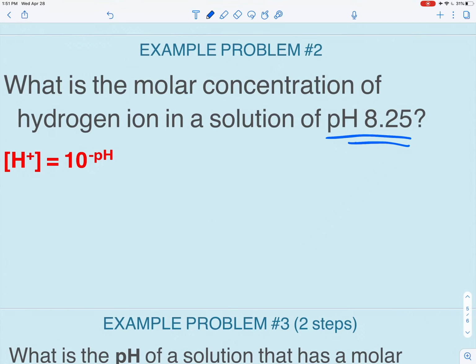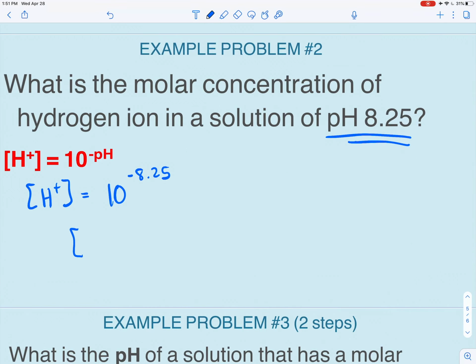So here they give us the pH of 8.25. So to get the concentration, we're going to plug it into this formula, 10 to the negative 8.25. Again, I recommend you use a scientific calculator to do these problems. You're going to get a really small number.